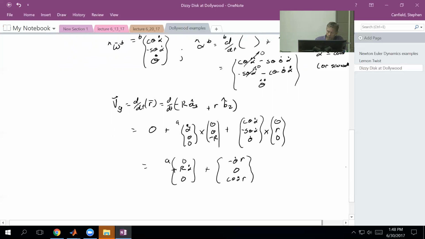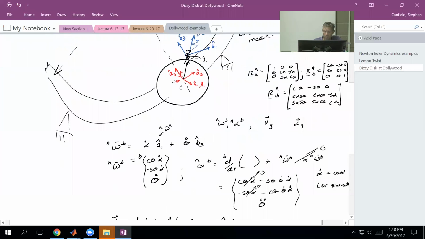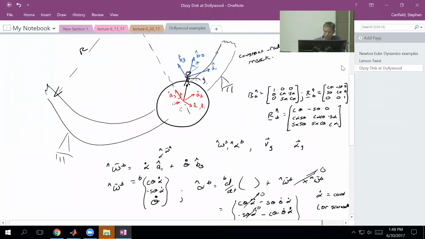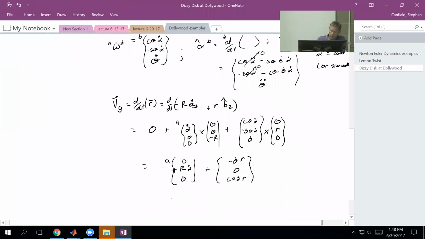To pre-multiply this guy by the projection from a onto b, I have b onto a. Here I need the transpose of that. So I'm going to multiply by the second column. So it's going to be sine theta, cos theta, 0. So it's going to be sine theta r alpha dot, cos theta r alpha dot, 0, plus this thing. So it's going to be minus theta dot r, 0, and cos theta alpha dot r.